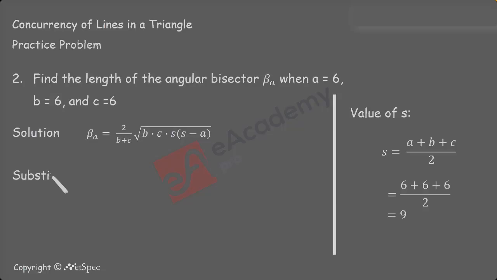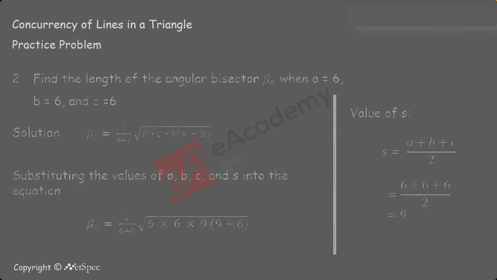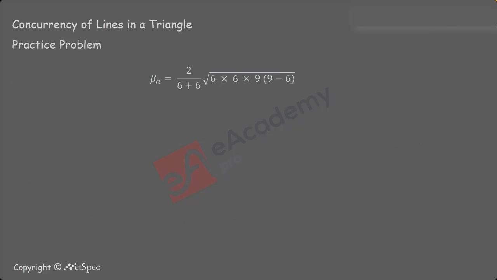Now, we substitute the values for A, B, C and S into the main equation. This gives you beta A is equal to 2 divided by (6 plus 6) into the square root of 6 into 6 into 9 into (9 minus 6). This can be simplified to 2 divided by 12 into the square root of 6 into 6 into 9 into 3.